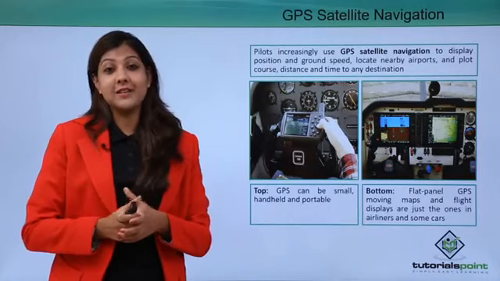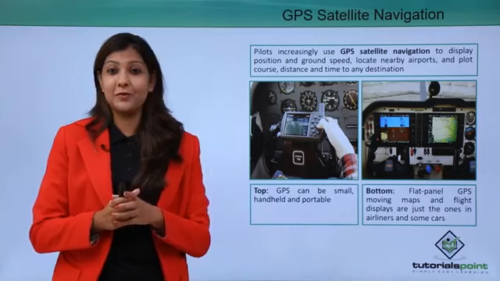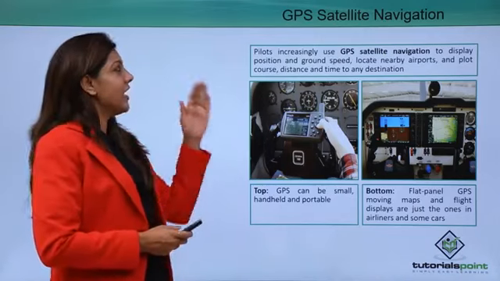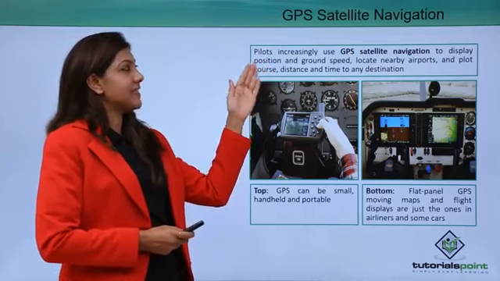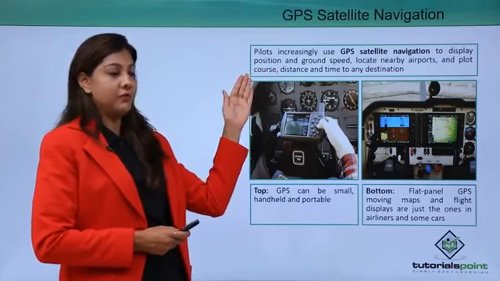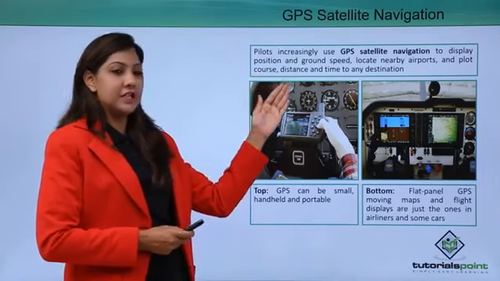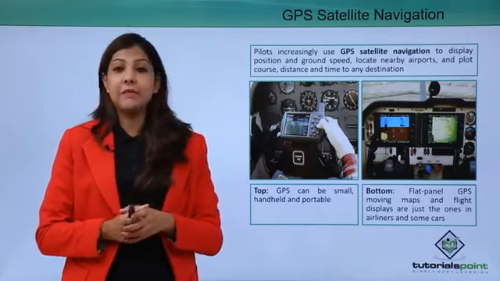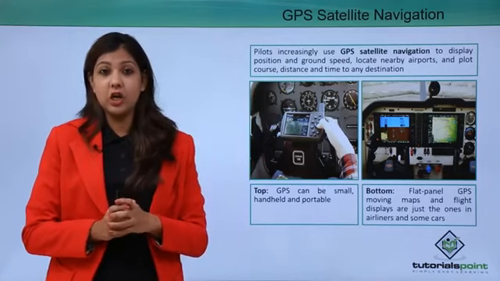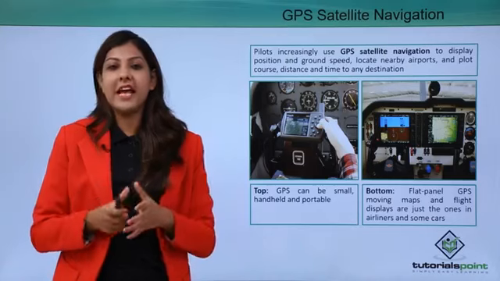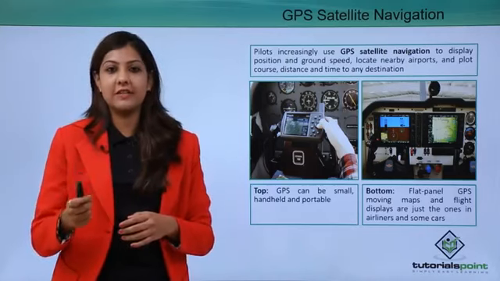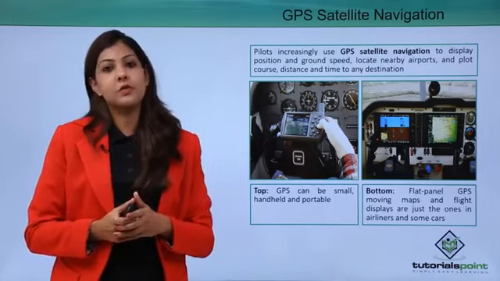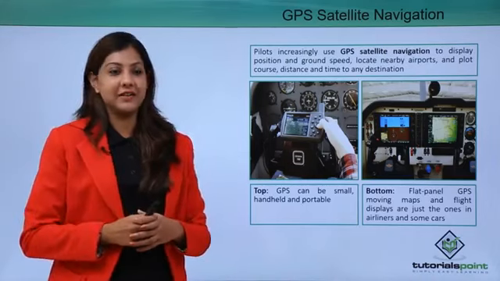Now there is GPS also inside the aircraft. We may not have GPS on our phone, but they have it in the cockpit. A pilot increasingly uses GPS satellite navigation to display the position and ground speed, locate nearby airports and plot distance as well as time to any particular destination. So this GPS really helps them to locate everything they want: the nearest airport, what speed, how much time to land, so as to avoid any clash with any other airline.